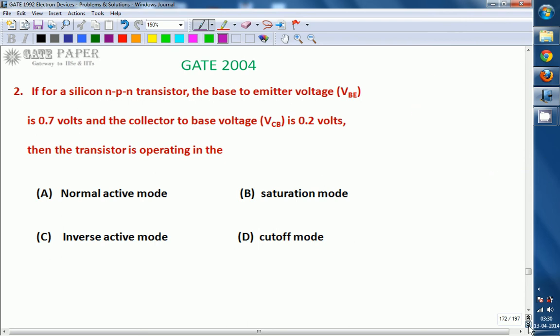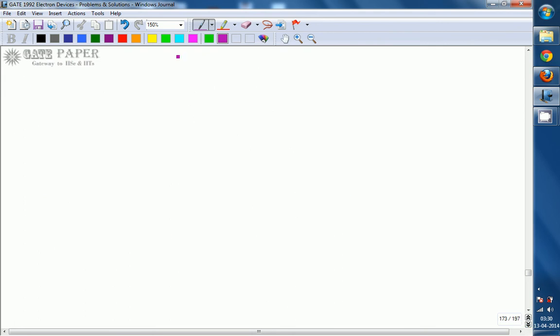So what was given is VBE as 0.7 volts and VCB as 0.2 volts. Then we are going to calculate the region of operation.